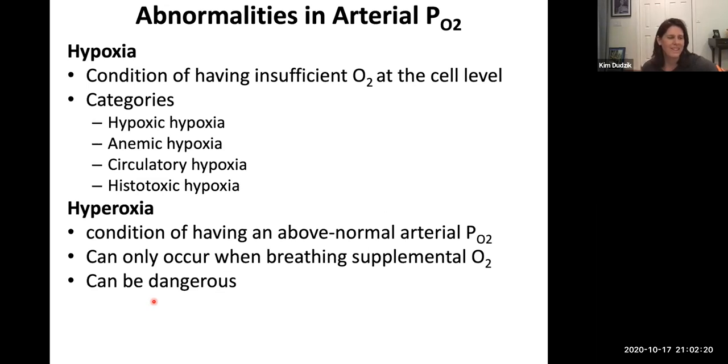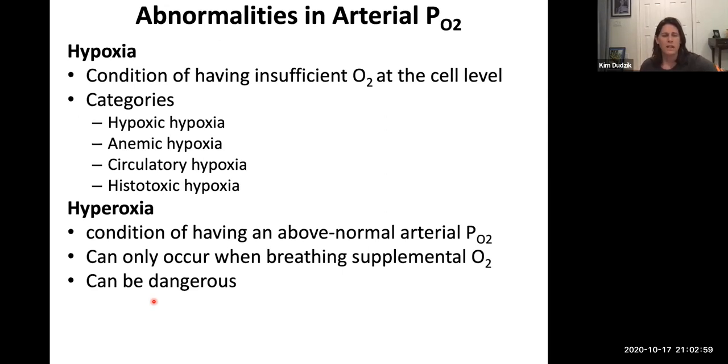Hypoxic hypoxia. That is, we just have low oxygen in the cells. Hypoxic hypoxia, I should say, is because we don't have oxygen available to us. Anemic hypoxia usually has to do with the hemoglobin, if we don't have enough hemoglobin to bind to it. Circulatory hypoxia, something's going on that it's not able to pick up enough oxygen or carry enough oxygen, I should say.